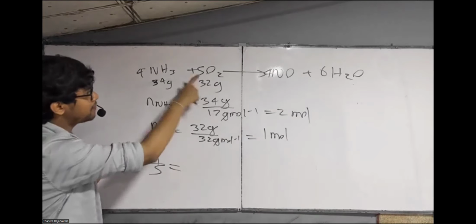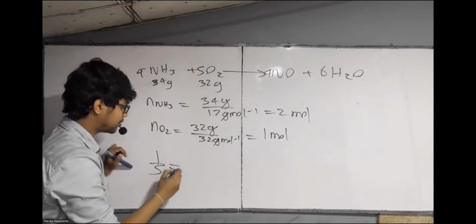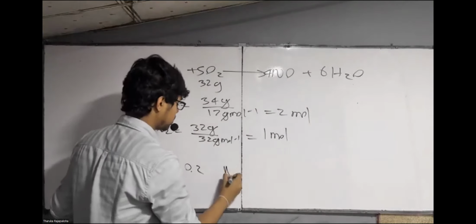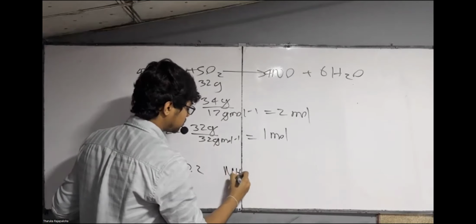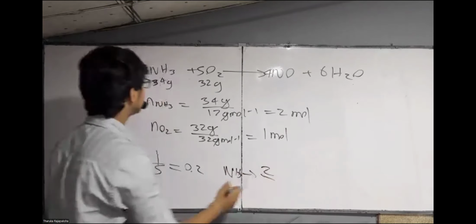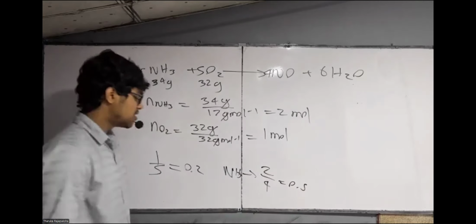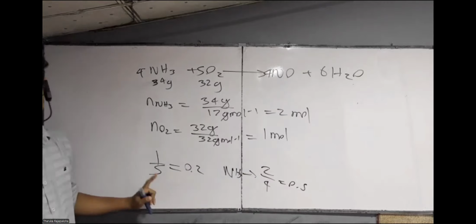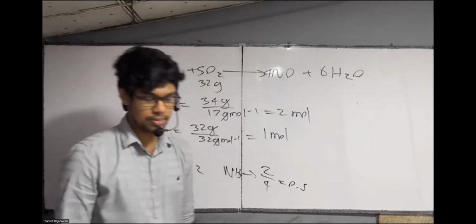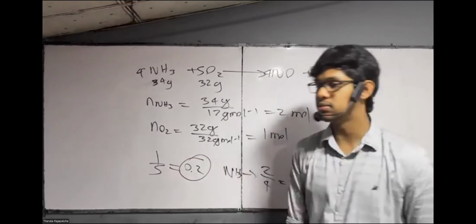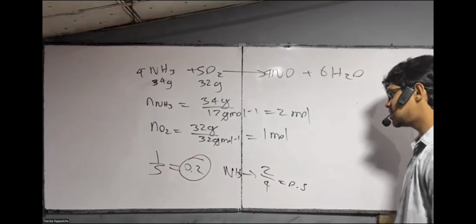So oxygen, 1 divided by 5. That's going to be 0.2. And ammonia, 2 divided by 4. That's going to be how much? 0.5. So who's the lesser number and who's the limiting reagent? Oxygen. Oxygen is the lesser number, so oxygen will be the limiting reagent.